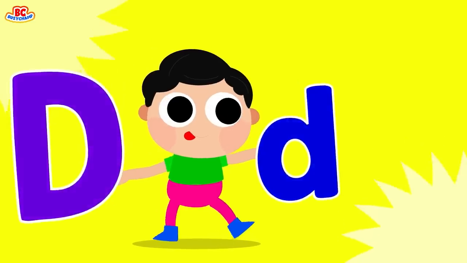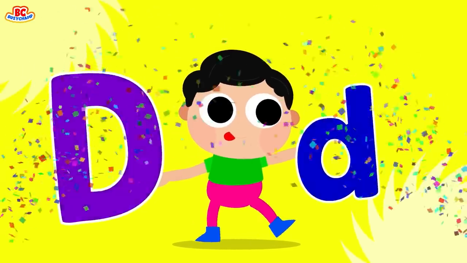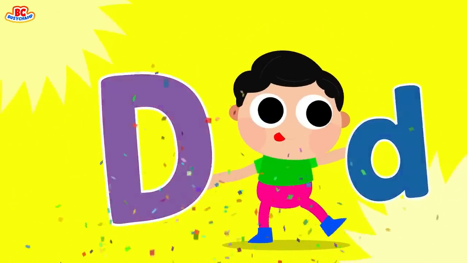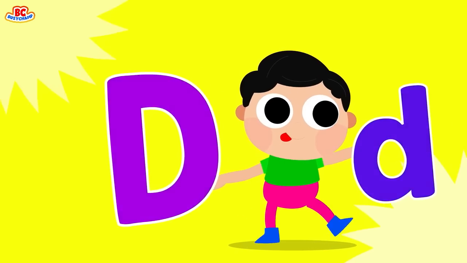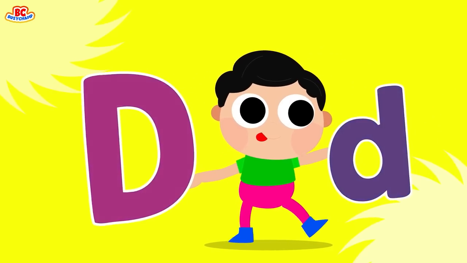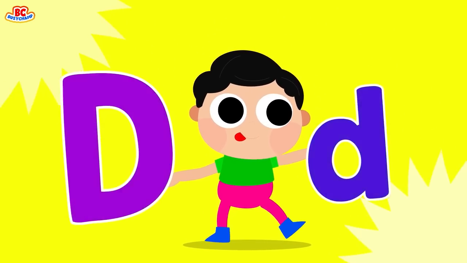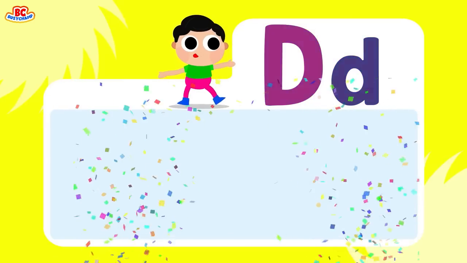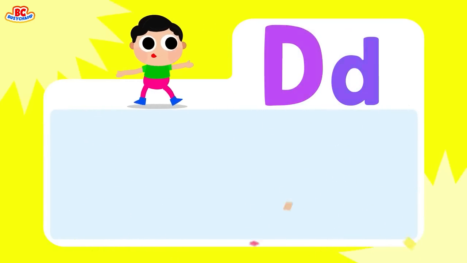Which alphabet can you see in my hands? I have the letter D in my right hand. And it sounds D in my left hand. And there are so many words that start with letter D.